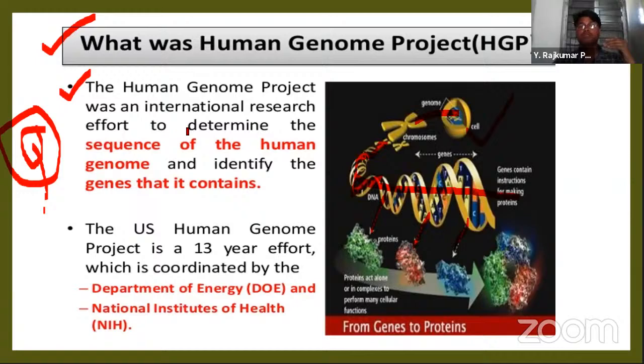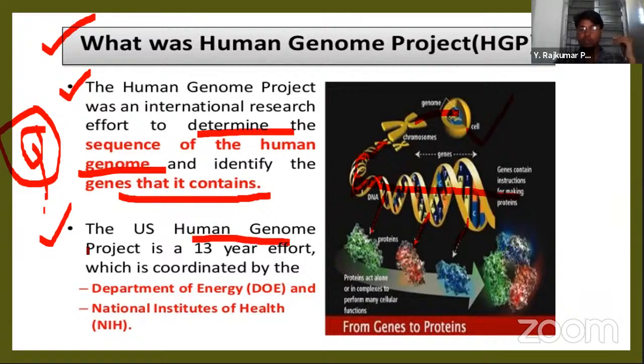The Human Genome Project was an international research effort to determine the sequence of the human genome and identify the genes that it contains. The US Human Genome Project is a 13-year effort coordinated by the Department of Energy and the National Institutes of Health, that is NIH. Okay, let's see further about the Human Genome Project. Goals of the Human Genome Project.